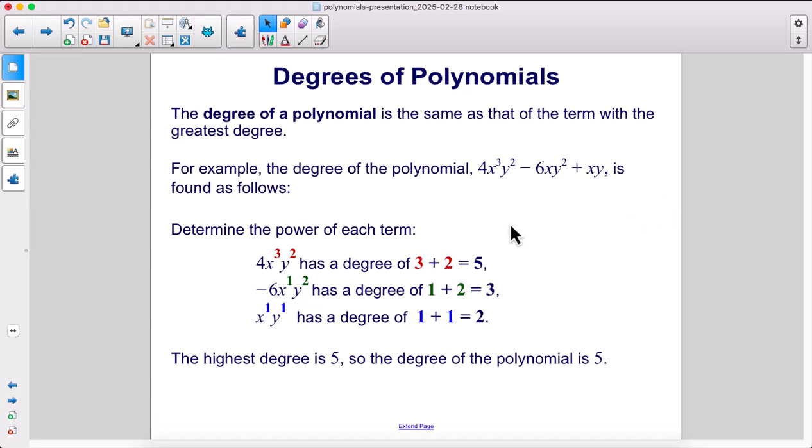First, determine the power of each term. So 4x cubed y squared has a degree of 5. Negative 6x to the first y to the second has a degree of 3. And xy has a degree of 2. The highest degree is 5, therefore the degree of the polynomial is 5.